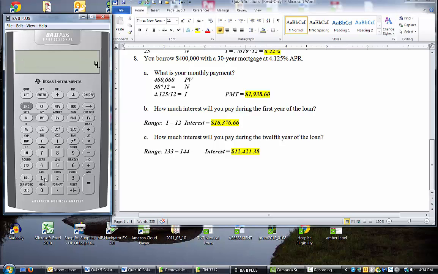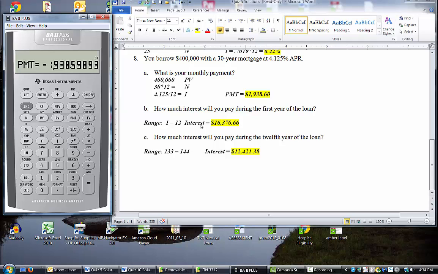So you do the number, tell it where it goes, and the rate is 4 and an eighth, 4.125 divided by 12, because we want the rate per month since we're doing monthly payments. Hit equals, and that is the interest, and then we're going to have to compute the payment. Again, you always have to compute the payment before you can amortize it, and so you get the 1,938.60 that you see there.